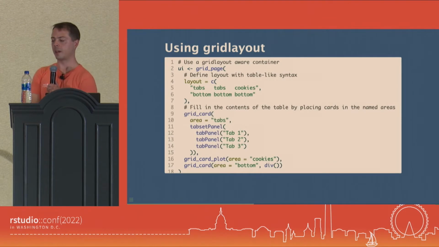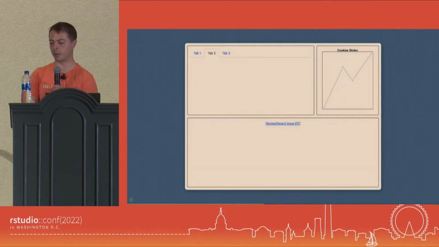So then to place items in this grid, you just use grid card. It's a familiar syntax, kind of like tab set panel. So here, at the top, we use grid card and we place it in the tabs area of the layout that we've just defined using area equals tab. We just have to match each one of those areas to grid card or its friends, such as grid card plot. And this is the output of that exact code that you just saw.